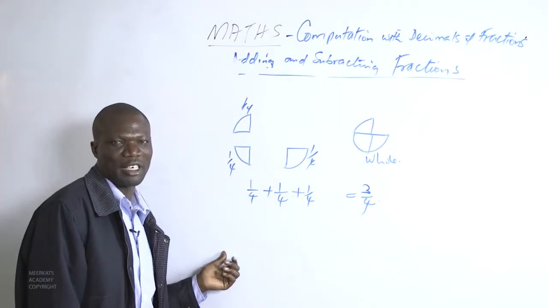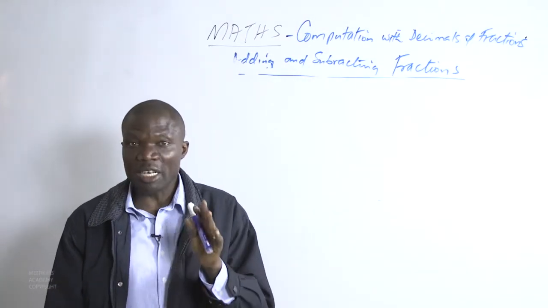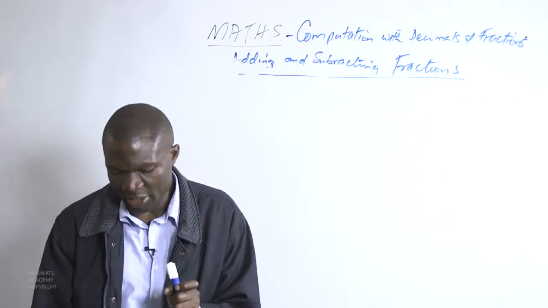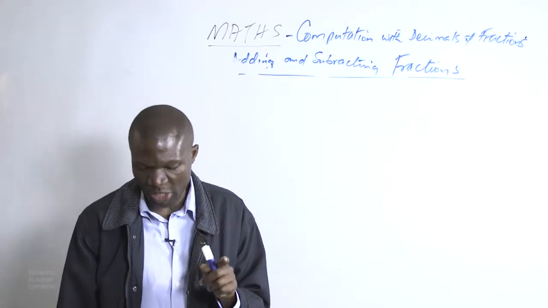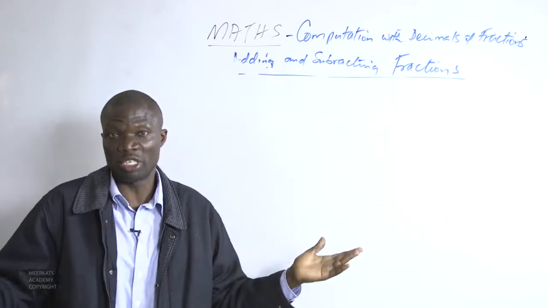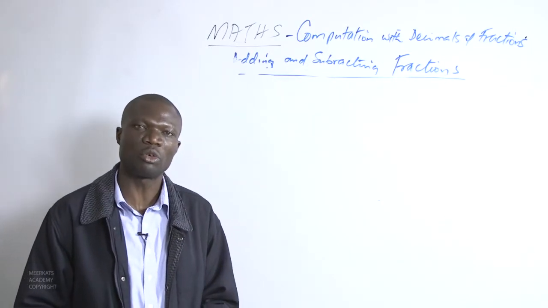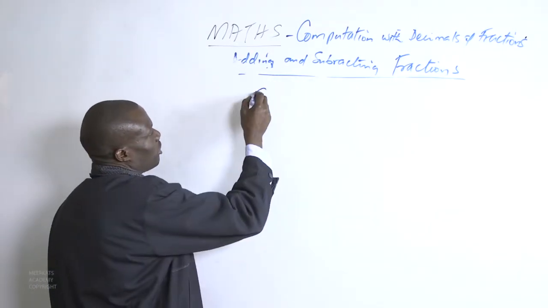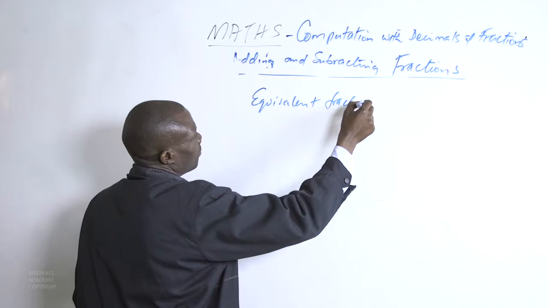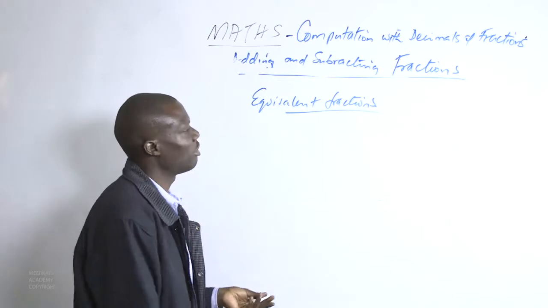What if the denominators are different? Now, if the denominators are different, we must use the knowledge of equivalent fractions. And to do this, we must make sure that we get what we call the lowest common denominator, the LCD. We saw earlier that we can get the lowest common denominator, especially when we are looking for equivalent fractions. Remember, when we talk about equivalent fractions, this simply means getting another fraction which has the same value as the previous one.